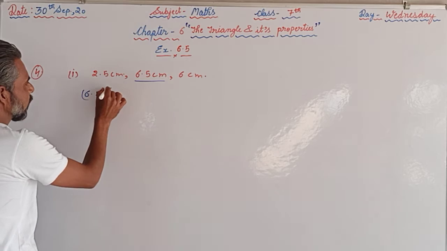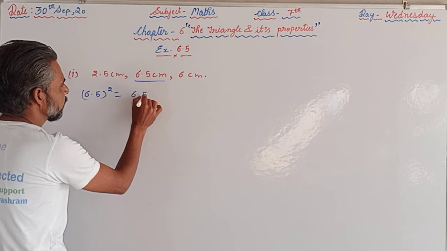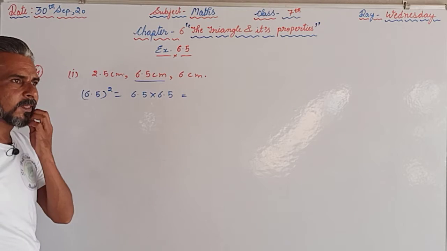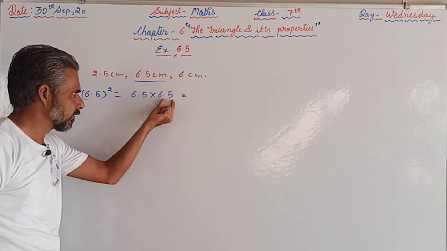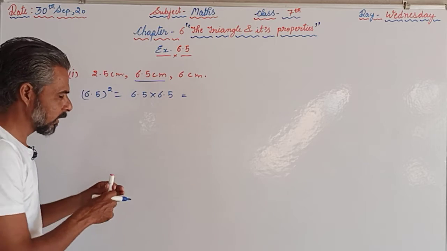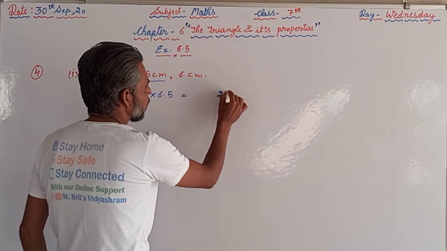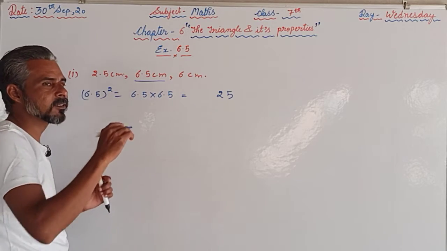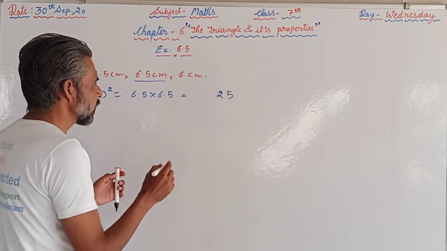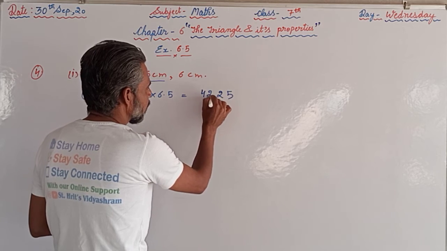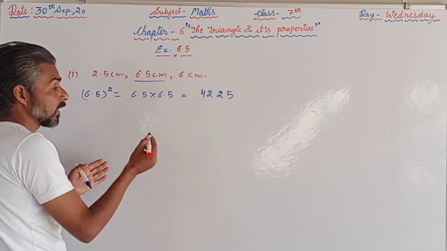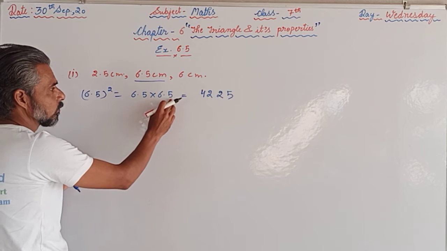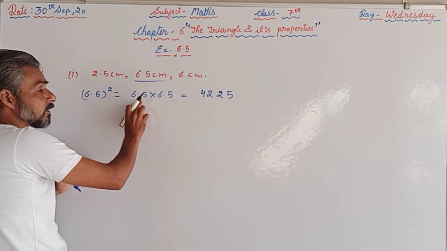6.5 square will be equal to 6.5 into 6.5. If we are supposed to multiply the same numbers ending with 5, that is very easy. We can write 25, and afterwards we consider the ones place. The ones place is 6. After 6, what comes? 7. 6 times 7 is 42. So this will be the product. That is a trick also. Now we are supposed to put the decimal. One digit is after the decimal here, and one digit is after the decimal here.